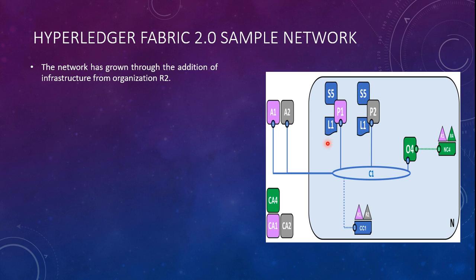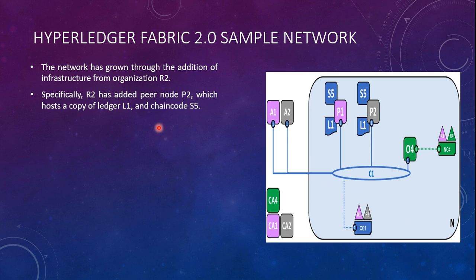Now what we see here is that the network has grown through the addition of infrastructure from organization R2 also. Till now we had only peer P1 and application A1 hosted by organization R1. Now organization R2 also has a peer P2 and an application A2. So R2 has added peer node P2 which hosts a copy of the ledger L1 and chain code S5.